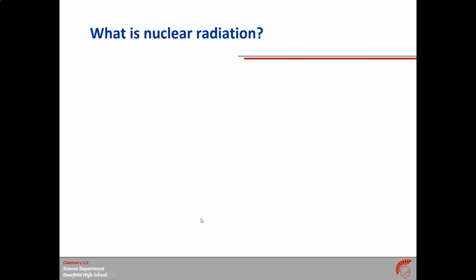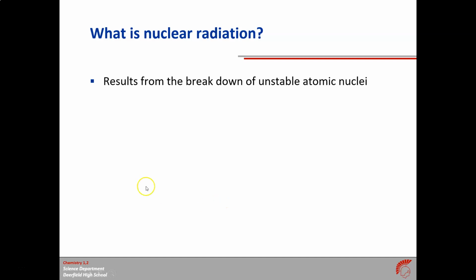So let's start off with what is nuclear radiation? Well, if you think about the word radiation, radiate means to give off. So in this case, nuclear radiation is the nucleus giving off something, and that something is given off as a result of unstable nuclei breaking down and trying to become more stable. So that's the whole idea. Nuclear radiation is a result of unstable nuclei breaking down, releasing a particle, energy, or both, in order to try and become more stable.